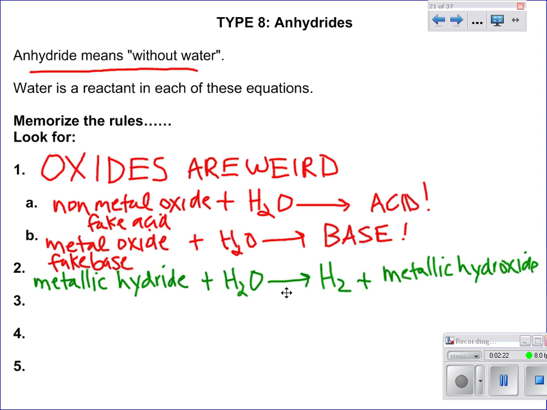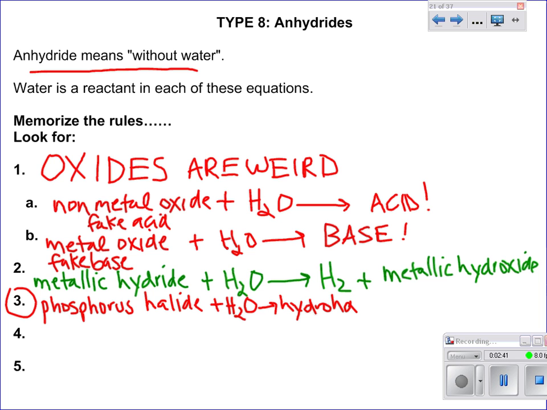Rule 3 looks crazy. Don't freak out about it. We're going to do a practice problem with it, so you'll see it's really not that bad. But if you have a phosphorus halide and you add water to it, you get a hydrohalic acid plus a phosphorus-containing acid. Don't freak out. It's not hard, and I'll show you later.